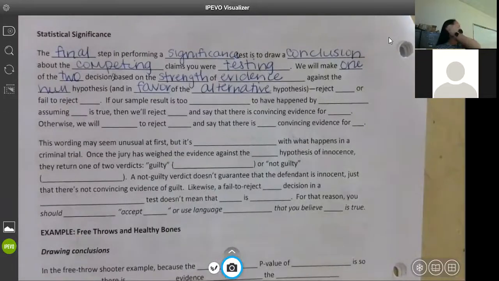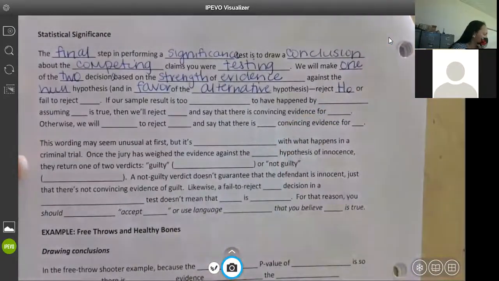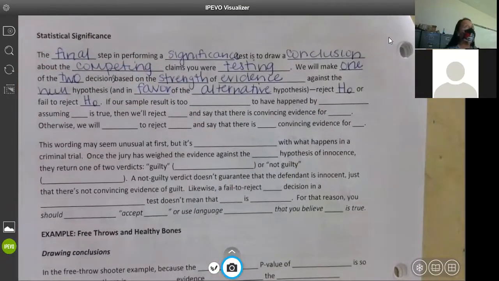So this is what you're going to see, and don't let it confuse you too much, okay? We're either going to reject H sub O or fail to reject H sub O. Those are the only two conclusions that you're going to have, okay? Everything is based off of your null or H sub O. So if we reject H sub O, that means we go with our alternate hypothesis, okay? If we fail to reject it, that means our H sub O or our null hypothesis is the truth.